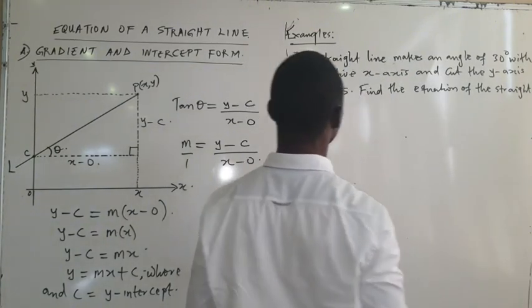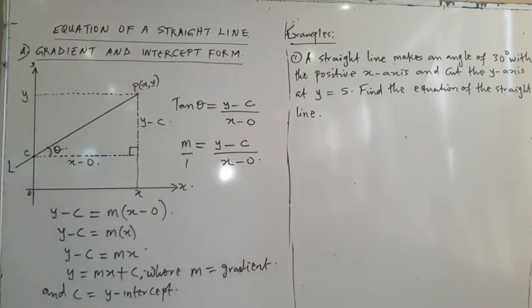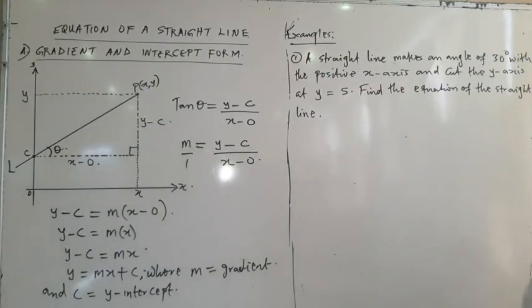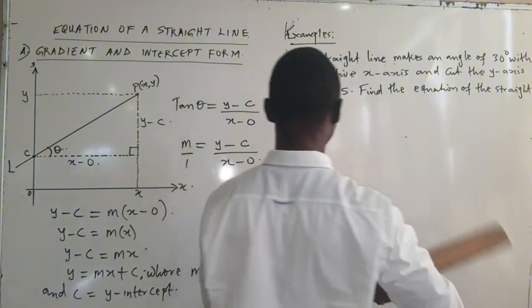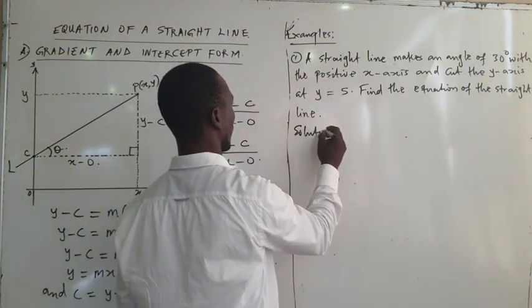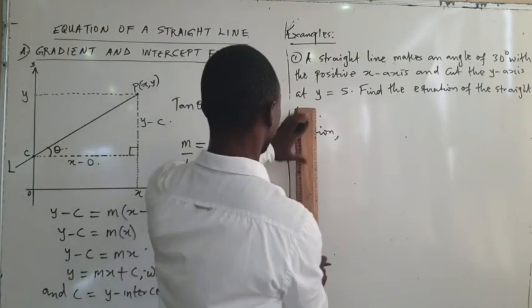So let's look at this question. The question says a straight line makes an angle of 30 degrees with the positive x-axis. So solution: let's have our xy plane.